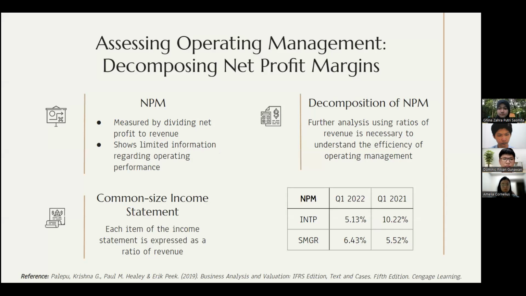This could be done through a common size income statement, where each item of the income statement is expressed as a ratio of revenue. We present the table below, where the NPM from INTP and SMGR have a different pattern. However, we could not understand why the pattern could be different as shown below, and therefore we need a further decomposition.